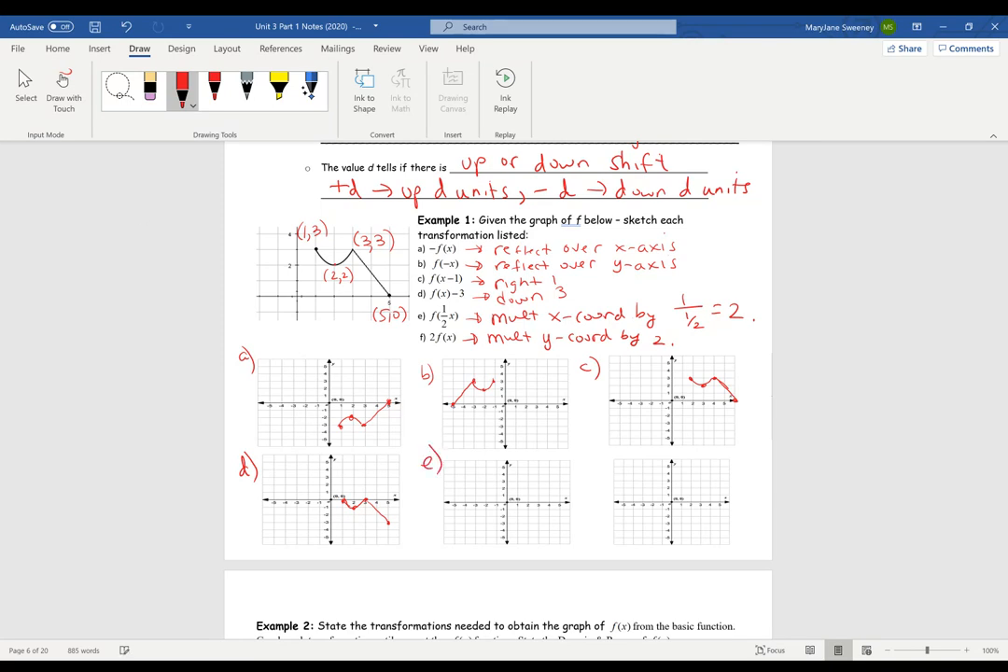Okay, E, multiply x coordinate by 2. So this would be a 2, 3. 3 times 2, that would be a 6, 3. 2, 2 then goes to, if I multiply the x coordinate by 2, it'll go to 4, 2. And then obviously that 5, 0, it's going to go out 6, 7, 8, 9, 10. We're going to be somewhere way out here.